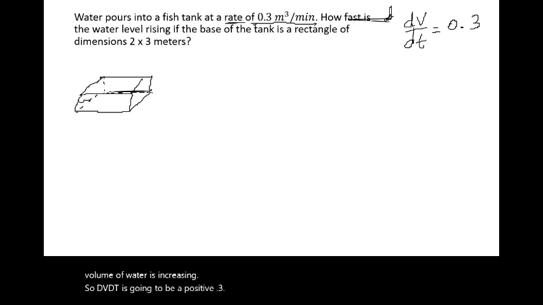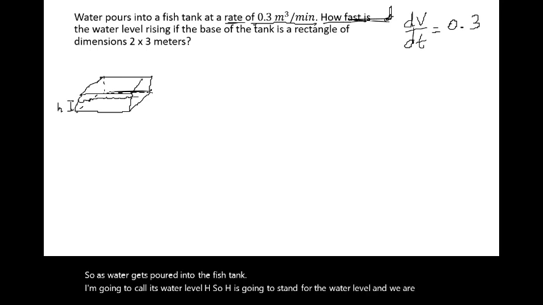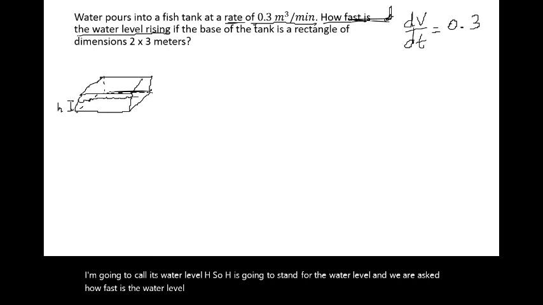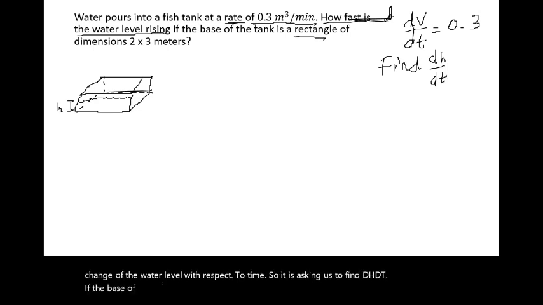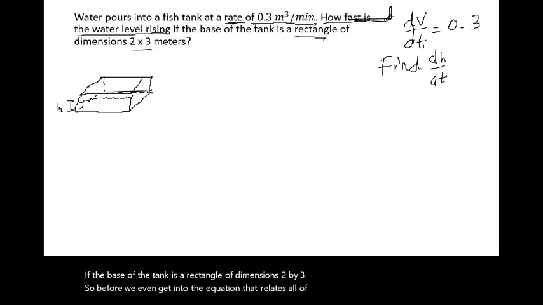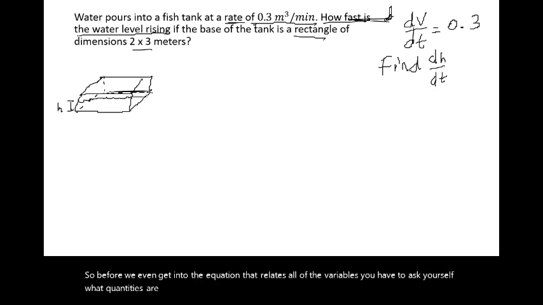So as water gets poured into the fish tank, I'm going to call its water level H. So H is going to stand for the water level. And we are asked, how fast is the water level rising? That is also, in other words, asking us, what is the rate of change of the water level with respect to time? So it is asking us to find dH/dt. If the base of the tank is a rectangle of dimensions 2 by 3. So before we even get into the equation that relates all of the variables, you have to ask yourself what quantities are changing and what are not. So as water is being poured in, obviously the volume is changing.